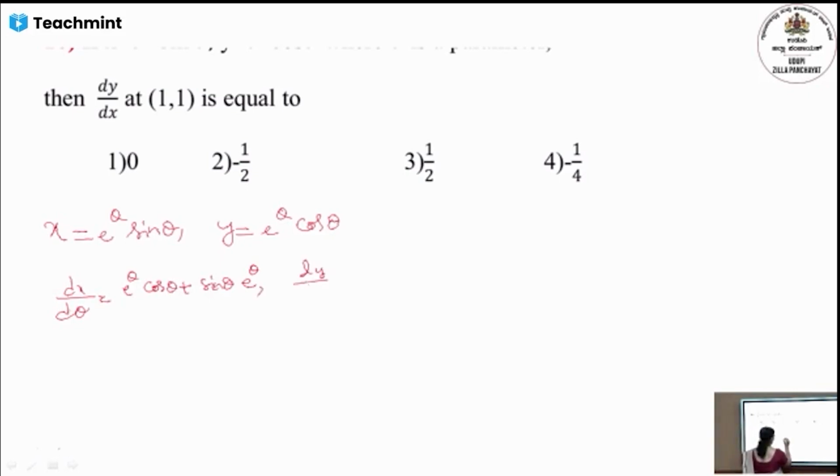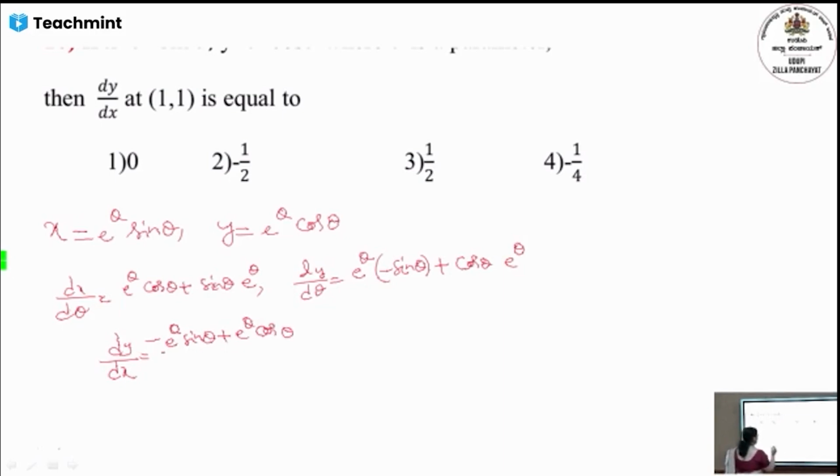What is dy by d theta? e power theta into the derivative of cos theta, which is minus sine theta, plus cos theta into the derivative of e power theta, which is e power theta. So dy by dx is minus e power theta sine theta plus e power theta cos theta, divided by e power theta cos theta plus e power theta sine theta. e power theta is common, so take it out and cancel it. What remains is minus sine theta plus cos theta, divided by cos theta plus sine theta.